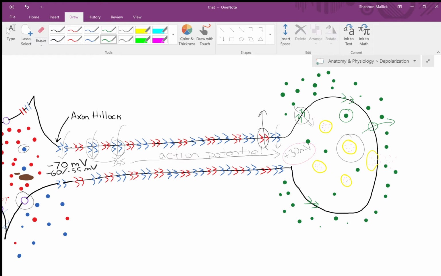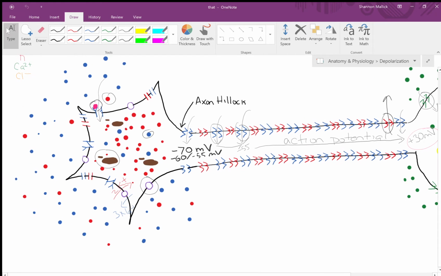The other thing that she mentioned in class was that there's chlorine, and if a certain ligand binds over here, then it will open, not the sodium channels, but the ligand-gated chlorine channels, and chlorine can rush in, and that will hyperpolarize your cell instead of depolarizing it.